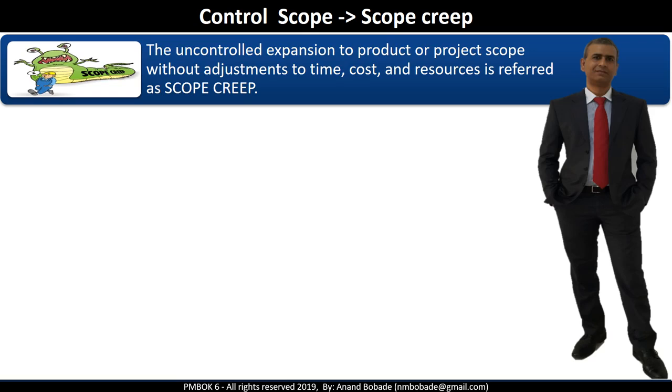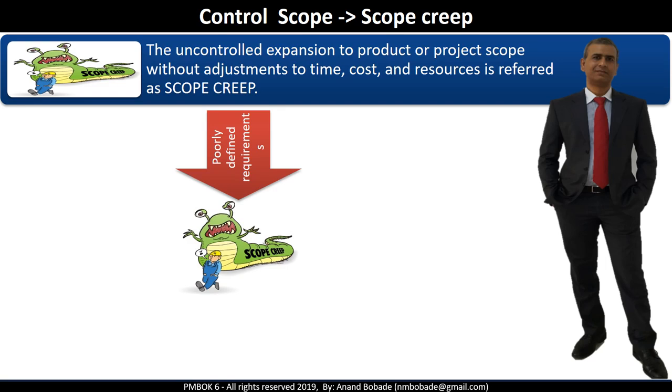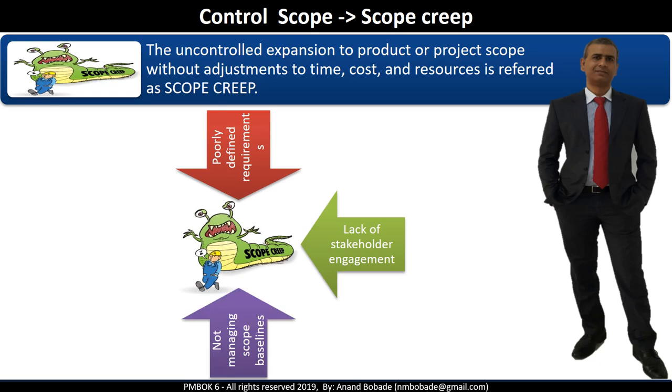Scope creep is uncontrolled expansion to the product or project scope without adjustment to time, cost, and resources. In simple words, new scope which gets added to the project is not taken through a proper process. Scope creep can happen due to poorly defined requirements, where requirements are not complete or consistent, lack of stakeholder engagement, not managing the scope baseline, meaning scope was not formally baselined at all, and a poor change control process, meaning changes are done without taking them through a proper change control process and without integrated impact analysis.